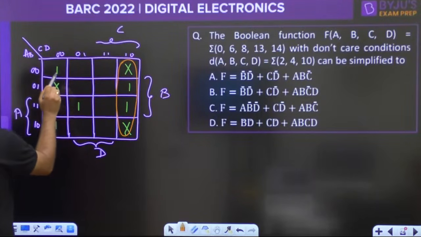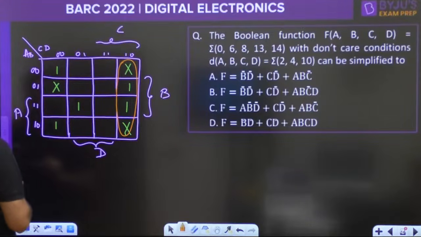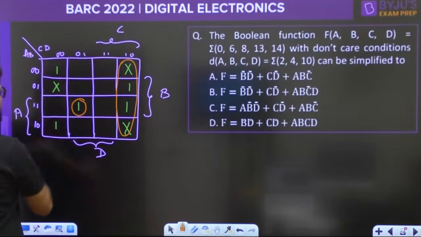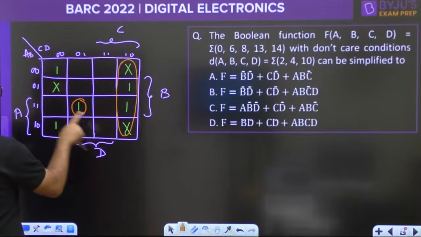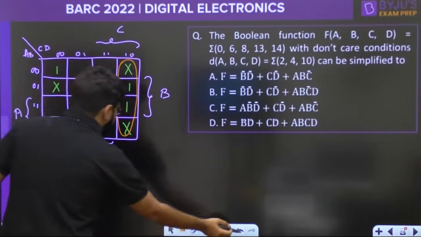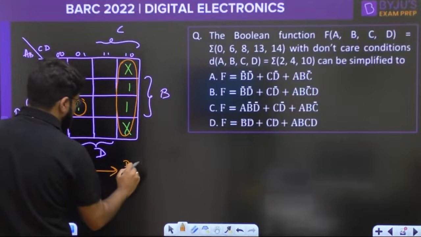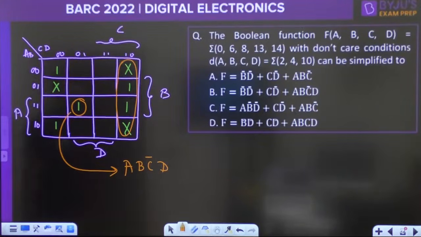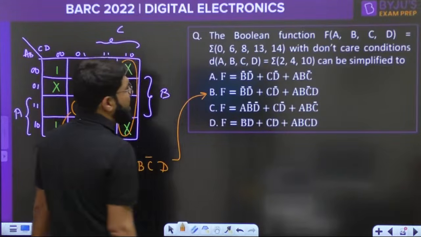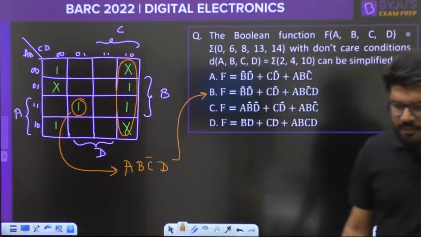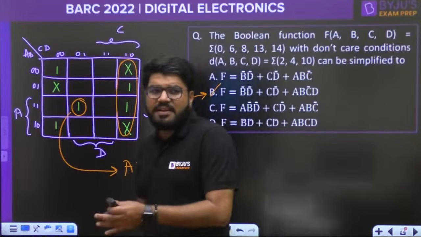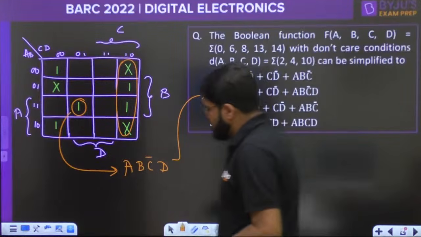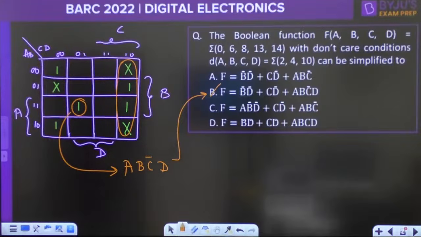Similarly, coming here, there are 2 possibilities to consider. Either you can take corners. What about this one? This is alone, and this is just the minterm number 13, which is 1, 1, 0, 1, so A, B, C bar, D. If you look into the options, only one option contains A, B, C bar, D. So your question sometimes can finish just like this. Maybe you don't need to solve completely. That is the option number B.